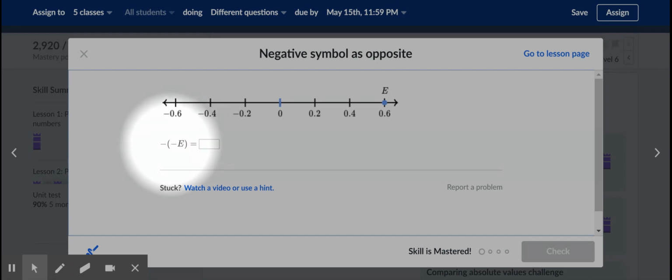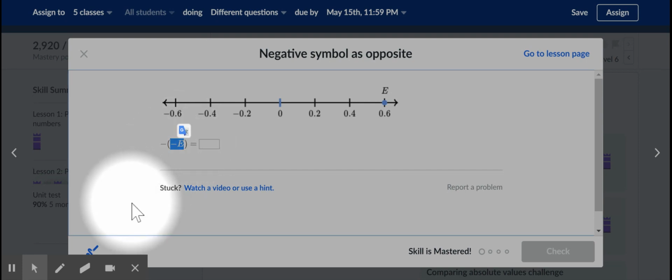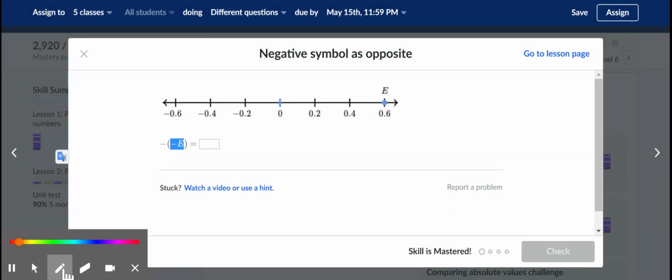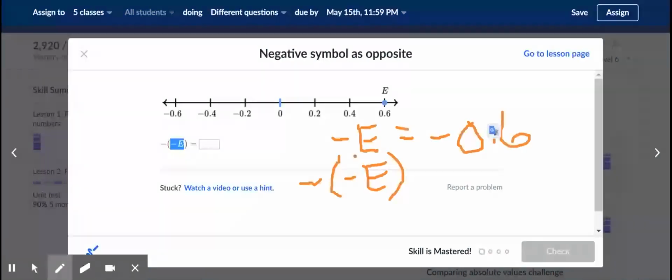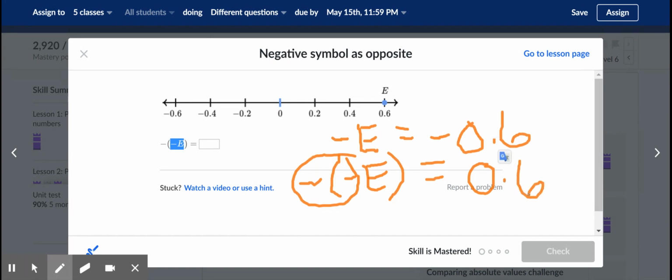So let's start by breaking down this negative e. That means the opposite of e. The opposite of e is going to be negative 0.6. So then if I'm looking for the opposite of e, really these two together mean that I'm just going right back where I started, at the 0.6. So then my answer here would be 0.6.